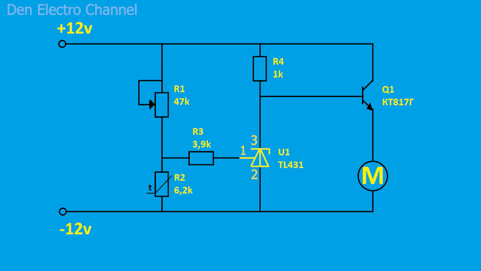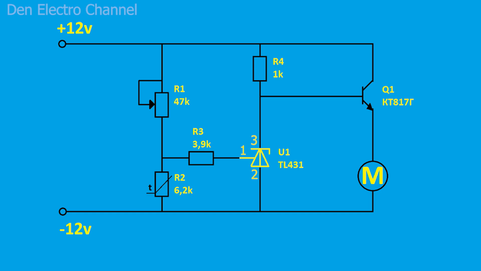In idle mode, it is open. The negative terminal is pulled up to the base of transistor Q1, thereby closing it. When the temperature rises, the TL431 microcircuit closes. As a result, the positive potential passing through resistor R4 opens the transistor, and the fan begins to spin.